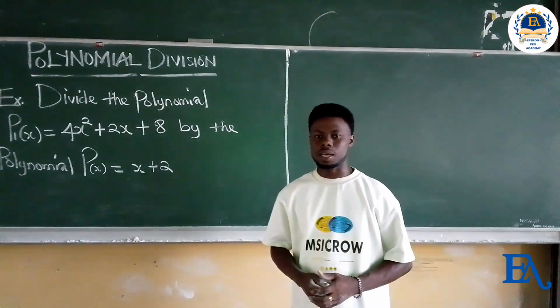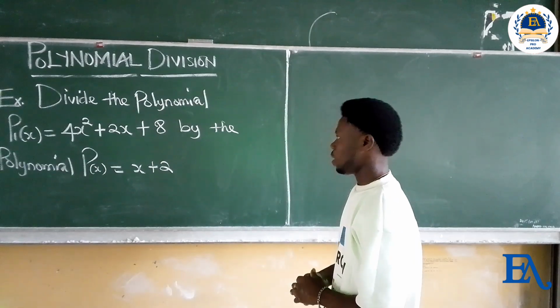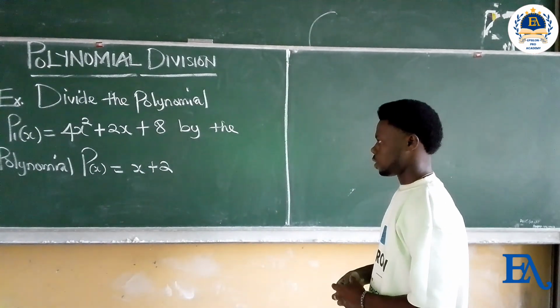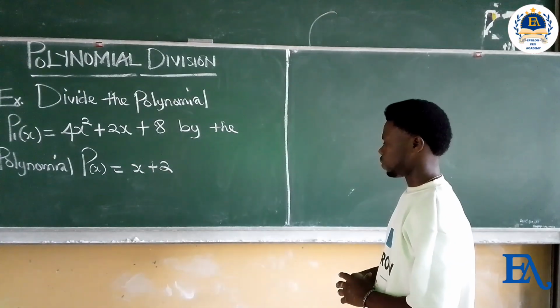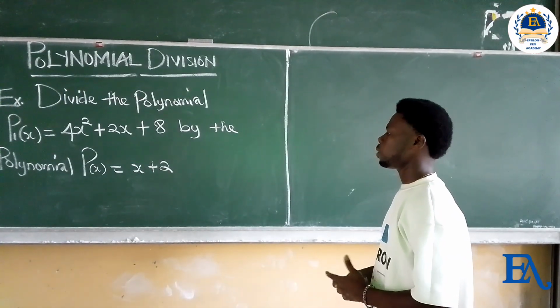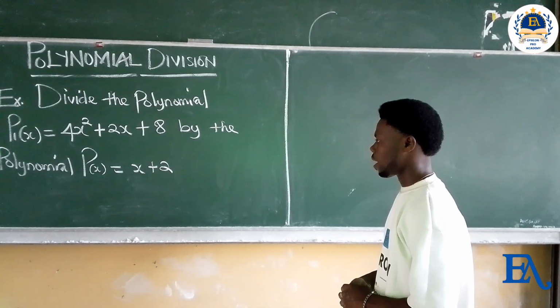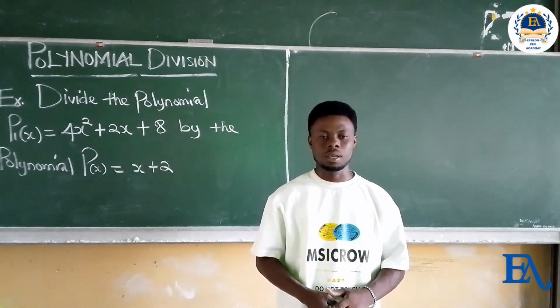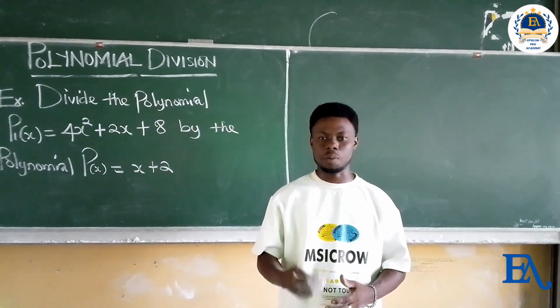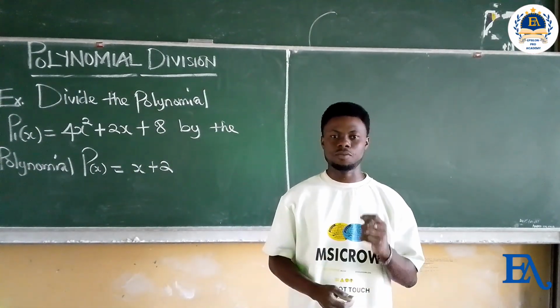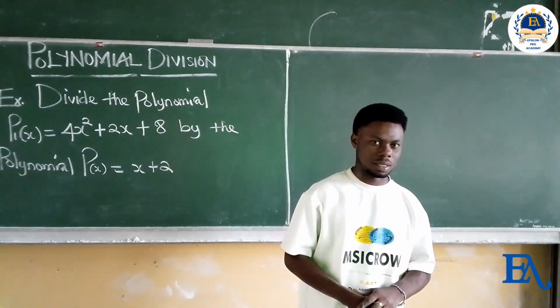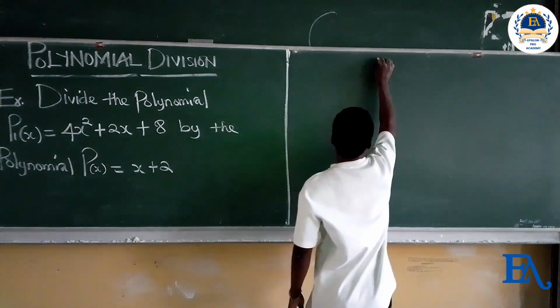Let us consider example number 1 on the board. The example is, divide the polynomial p1 of x equal to 4x squared plus 2x plus 8 by the polynomial p of x equal to x plus 2. This is so simple. We are going to solve this step by step using the appropriate approach. So we are going to solve this with the first, second, third, and fourth steps to avoid mistakes. Solution.